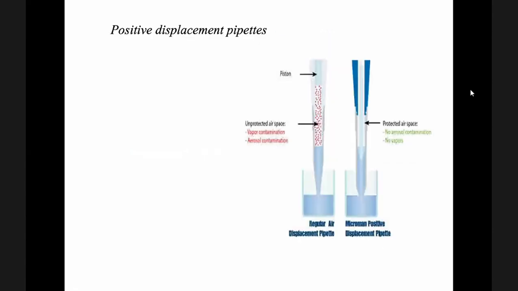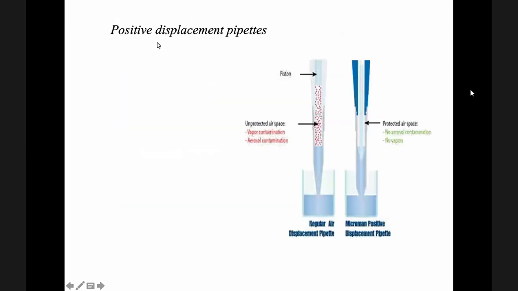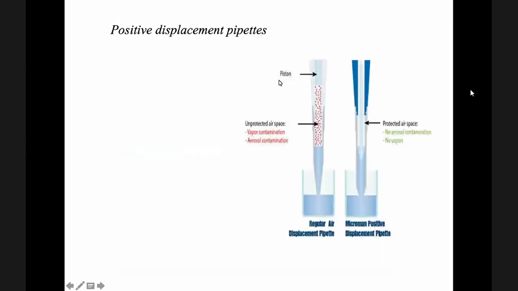Now, the other one after air displacement is the positive displacement pipette. This one is the piston. Here is the piston for the air displacement, but for the positive displacement, this one.